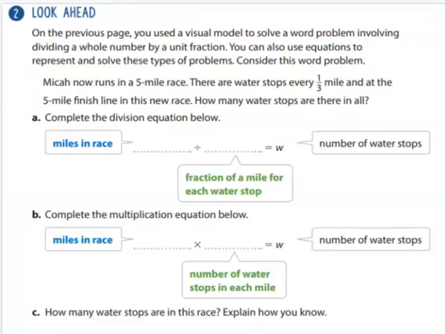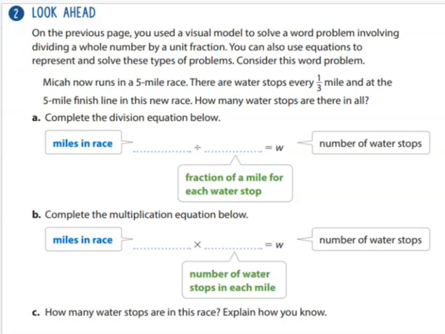We're now going to look at question 2 on page 472. The question says, on the previous page, you used a visual model to solve a word problem involving dividing a whole number by a unit fraction. You can also use equations to represent and solve these types of problems.